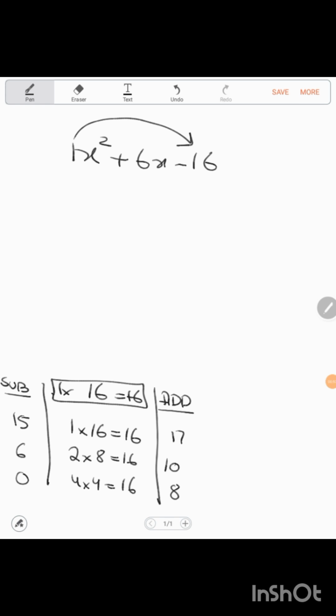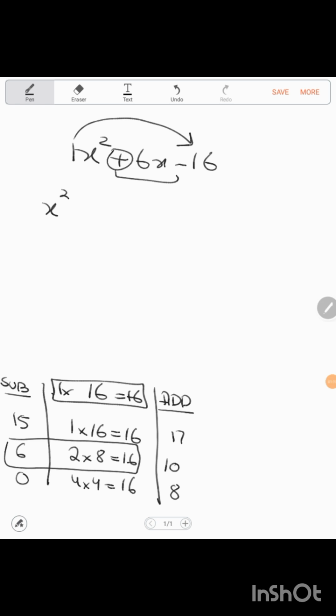Now if you see the middle term, you are supposed to get positive 6. So how you are going to get positive 6? This is how you are going to get positive 6: when you subtract 2 from 8, you are going to get positive 6. So x square. Now how you are going to break up the middle term?